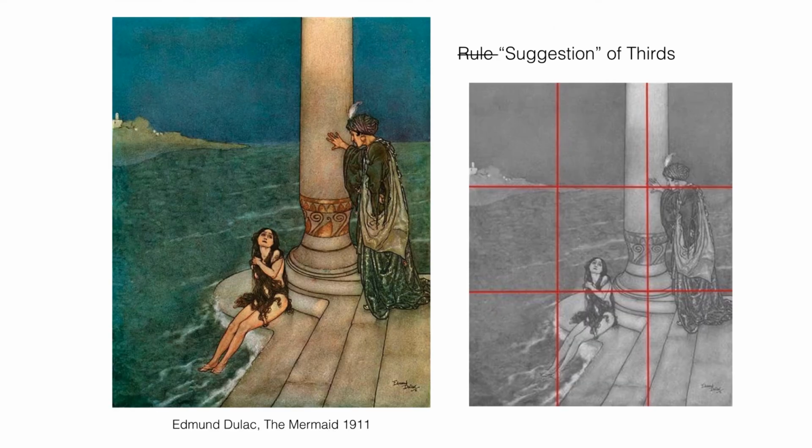If we go to our next example of the suggestion of thirds, we'll look at this image by Edmund Dulac. It's an illustration of the Hans Christian Andersen story, The Little Mermaid, and you can see that in this image, the pillar is on that rightmost line that divides the image into thirds, and the horizon line is on that topmost line dividing into thirds. What it tends to do is give us this whole region where the mermaid is. It's got the mermaid and the sea together, and this sort of nice separation between her and the man.